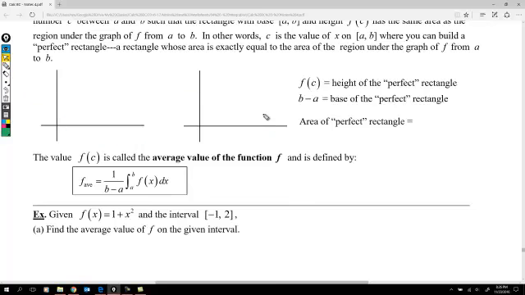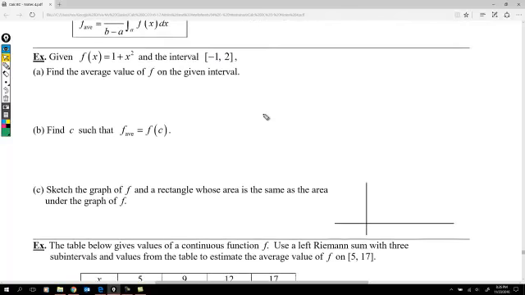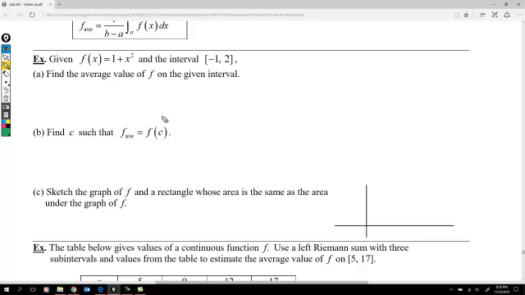Now let's actually practice an example. They give me a function and an interval, and they want me to find the average value. Easy peasy. My average, again, is just 1 over b minus a, so 2 minus negative 1, that's 3, times the integral from negative 1 to 2 of 1 plus x squared dx. The only extra thing right now is this 1/3. So I take the integral, x plus 1/3 x cubed, from negative 1 to 2. I do the first fundamental theorem of calculus.